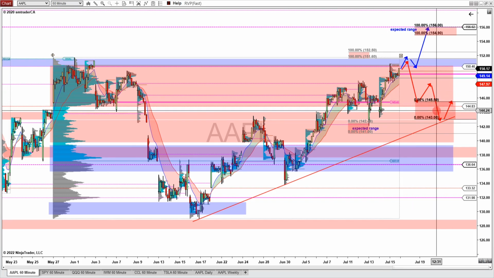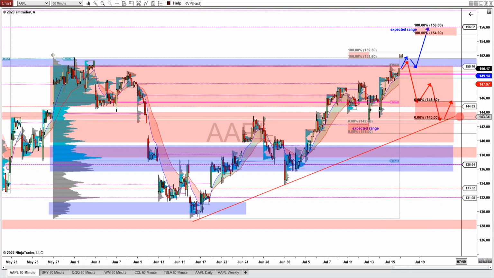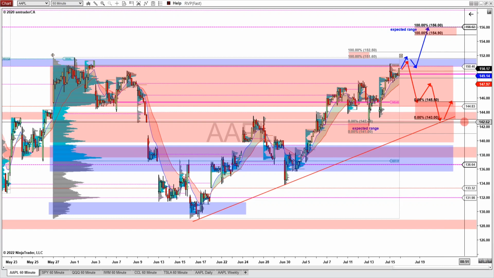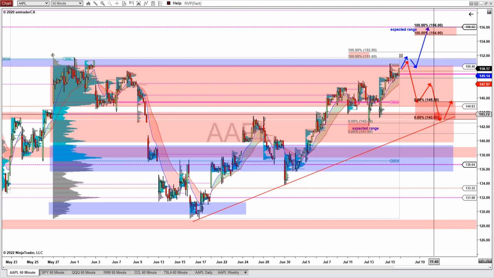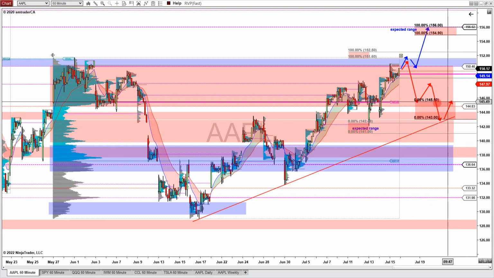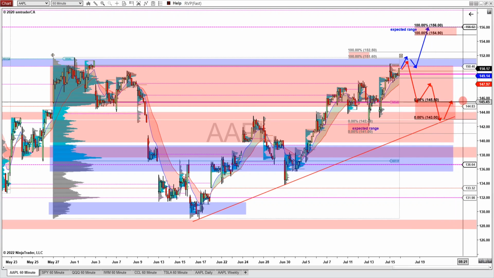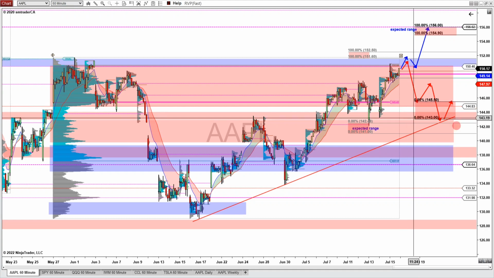Then I'd be watching the price to come down and possibly tag this 143 and also get into this support zone here between 143 and 144. So we'll see if it will be able to hold this level, essentially hold this trend line, and start bouncing back up to the lower range of this expected move zone here at 145.50 and also this composite volume point of control. So those are the levels and the scenario that I'll be watching for Apple for next week.